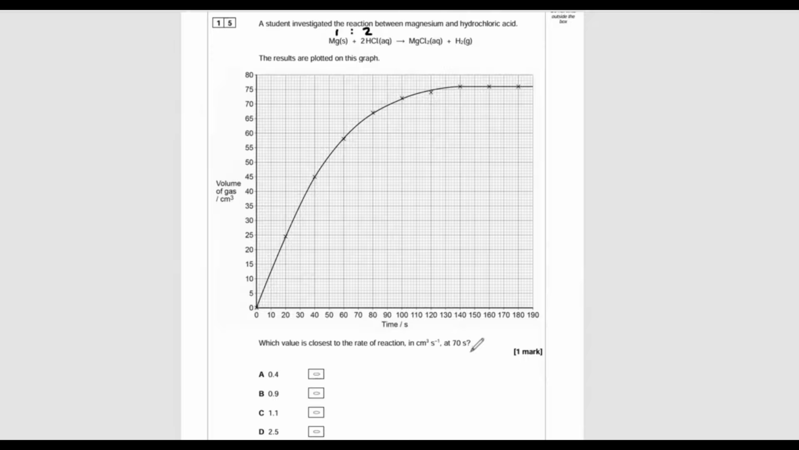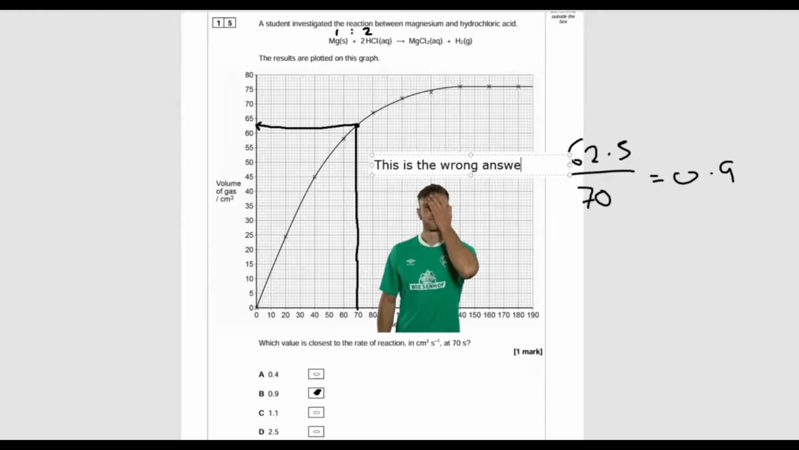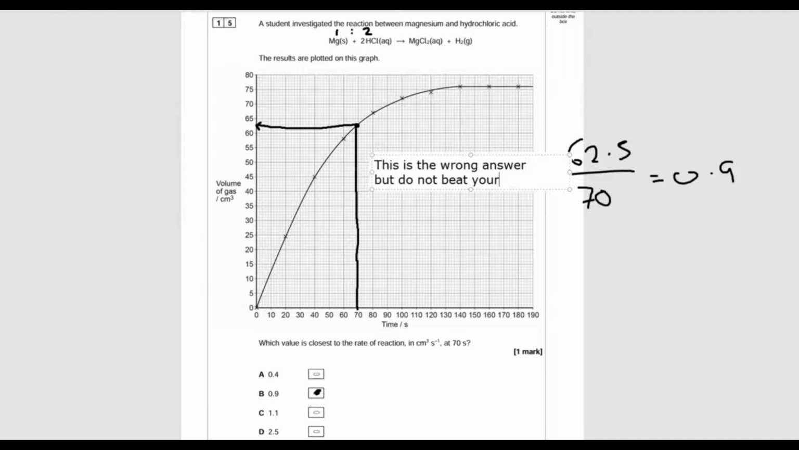So let's go along. It says, which value is closest to the rate of reaction at 70? So you might go, well, let's go along to 70 seconds at the bottom and draw a line up. Draw a line across. Look at that bent line, right? 62.5, and then we're going to do centimeter cubed divided by seconds to get cm cubed s to the minus 1. So we might go for 0.9, and don't beat yourself up, right? Don't slap yourself in the face if you got this, because that's quite standard for us to think that that is the answer, but it's not. This is the wrong answer.